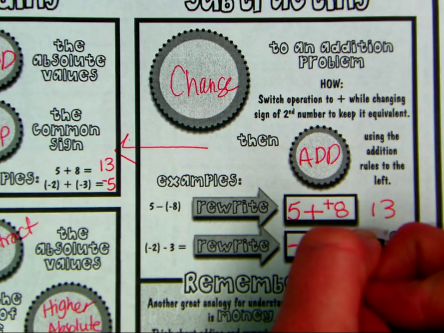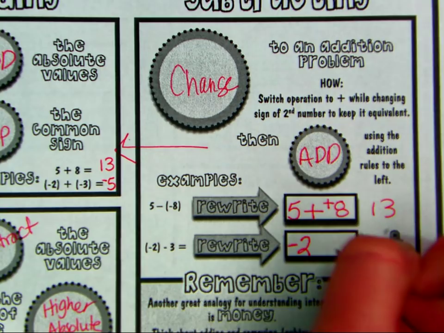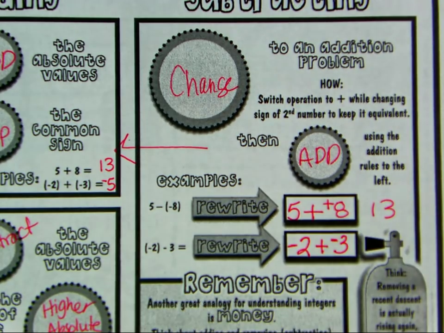You change the 3 to a negative. Yeah, so you're going to keep the negative 2, change the subtraction to addition, and change the positive 3 to a negative 3. Now what do you have, Nikki? Negative 5. Negative 5. Good.